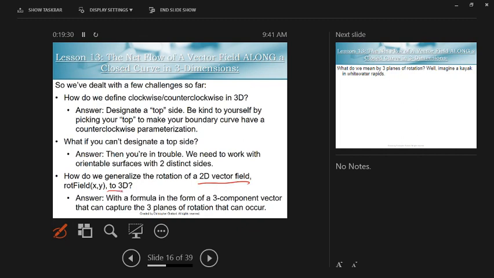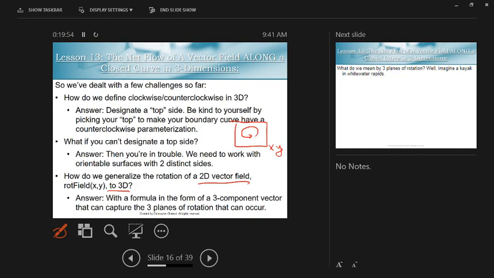I didn't really talk too much about this yet, but think about it. In two-dimensional space, there's only one plane of rotation. In two-dimensional space, the only way to rotate is on the xy plane. And so it's very simple thinking about rotation in two-dimensional space. In three-dimensional space, suddenly there's three different planes that you can rotate in.